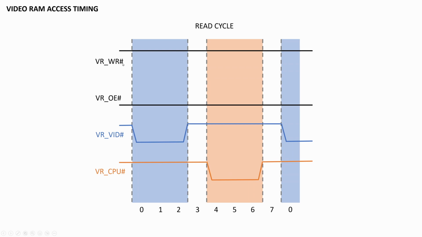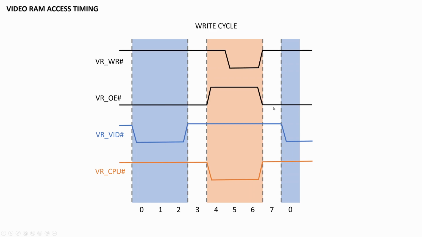The write line at the top is always high because this is a read cycle. So the write line is always high and disabled. And the output enable, which is essentially when we're reading, when the video RAM is outputting its signal, that's always low during a read cycle. We're always outputting.